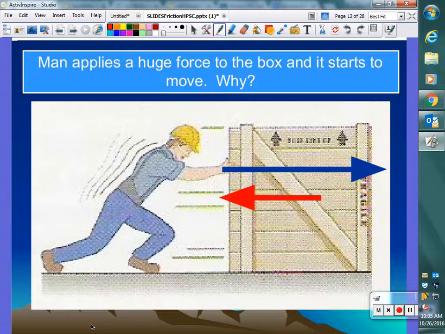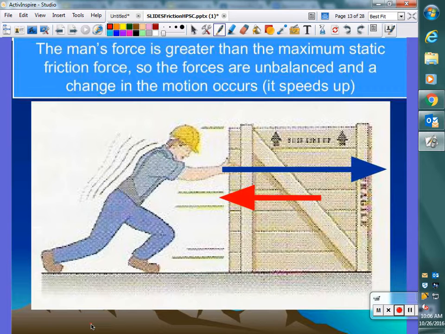But why does a box start to move? Because the force is higher than maximum static friction, right? Or more generally, we have a force bigger in one direction than the other direction, right? So here, the man's force, you guys have a picture of this on the back side, right? The man's force is greater than the maximum static friction. So we end up with unbalanced forces or a net force, and a change in motion occurs. In this case, it speeds up, right?